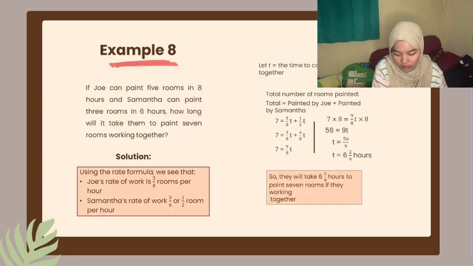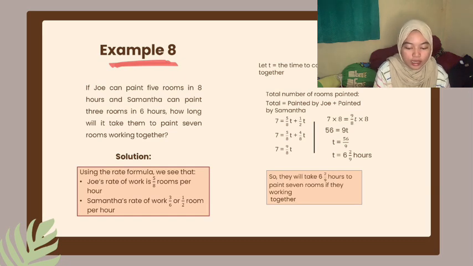Okay, next. Example 8. If Joe can paint 5 rooms in 8 hours and Samantha can paint 3 rooms in 6 hours, how long will it take them to paint 7 rooms working together? In the solution, using the rate formula, we see that Joe's rate of work is 5 over 8 rooms per hour. Samantha's rate of work is 3 over 6, or 1 over 2, rooms per hour.